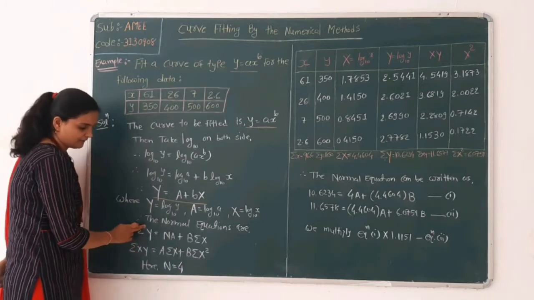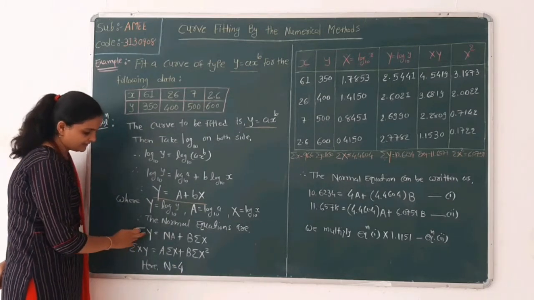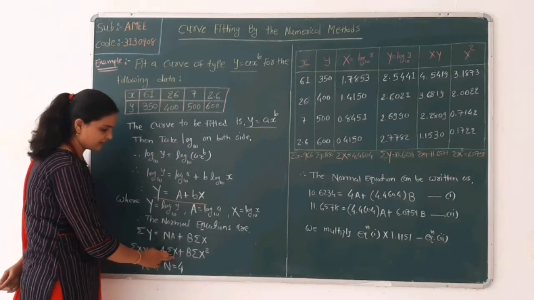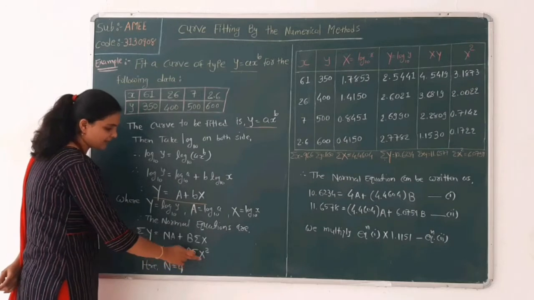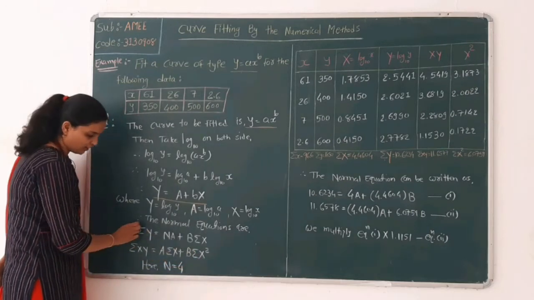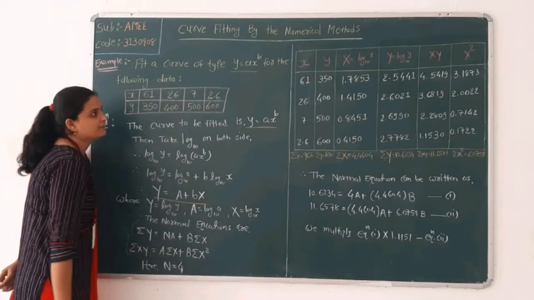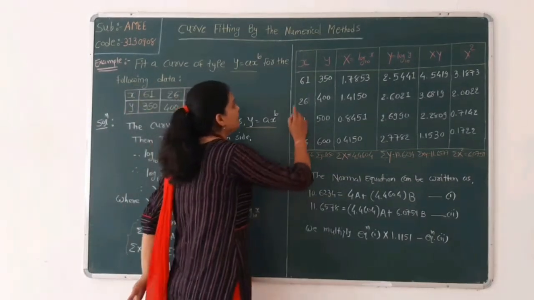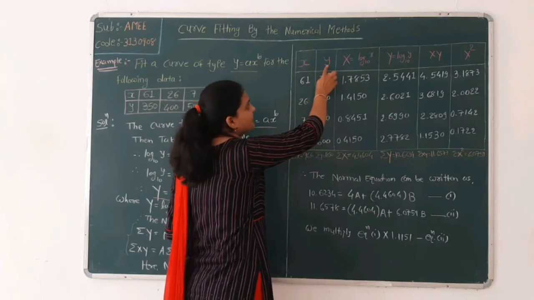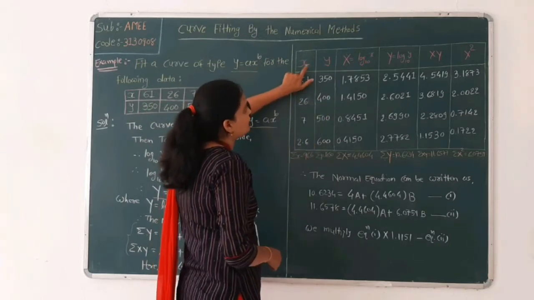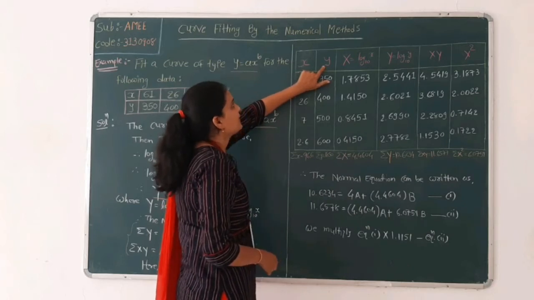We solve both the equations and find summation y, summation x, summation xy, summation x and summation x square in the normal equation, and find the value of a and b. So, the value of x, value of y. We make a table. We have a value of x, value of y.